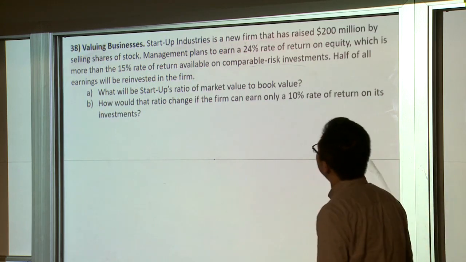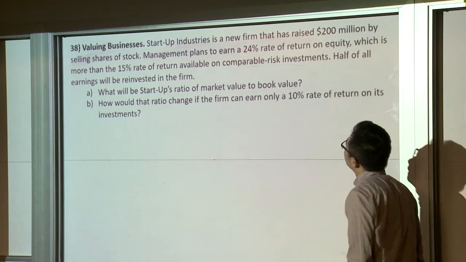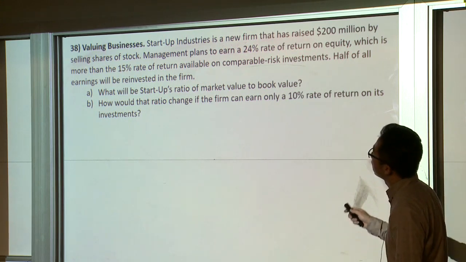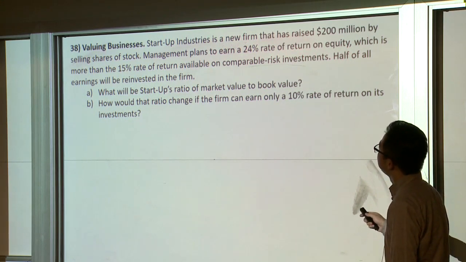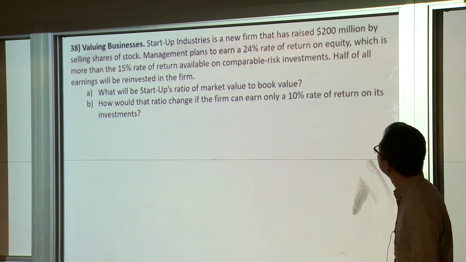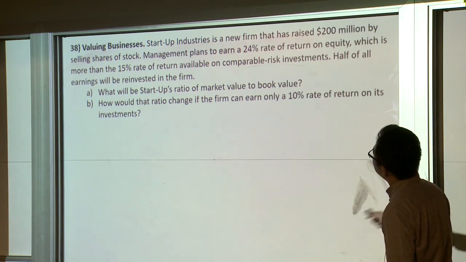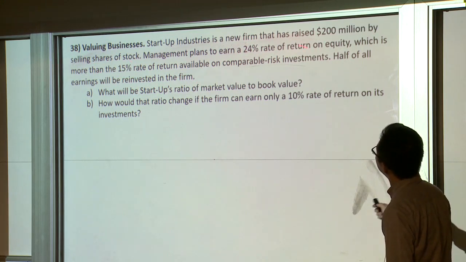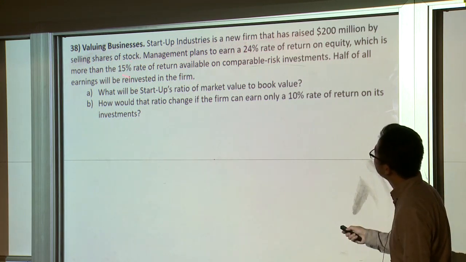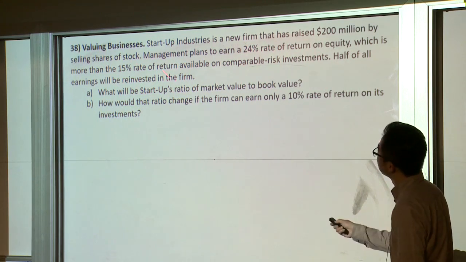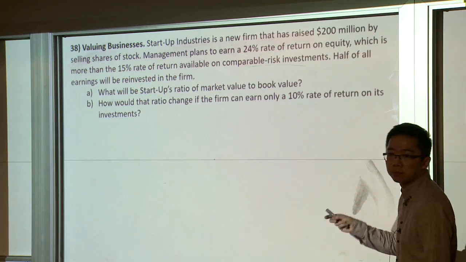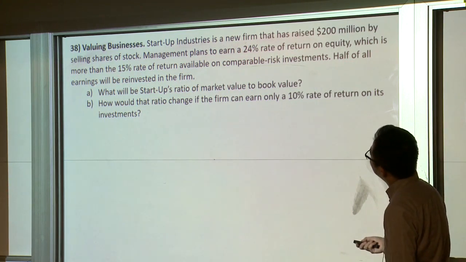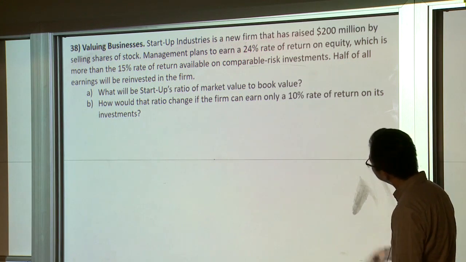All right. Number 38. Startup industry is a new firm that has raised $200 million by selling shares of stock. And the management plans to earn 24% rate of return on equity, which is more than 15% rate of return available on comparable risk investments. Half of earnings will be reinvested in the firm, so the plowback ratio is 50%. The payout ratio is also 50%. Okay? What will be the startup ratio of market value to book value?